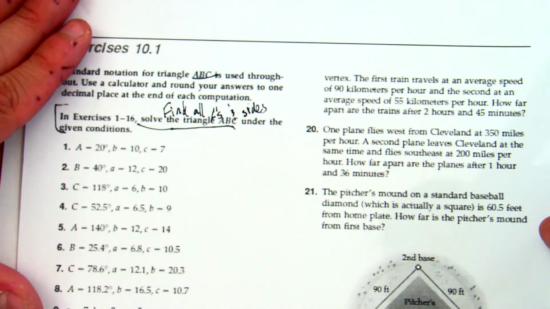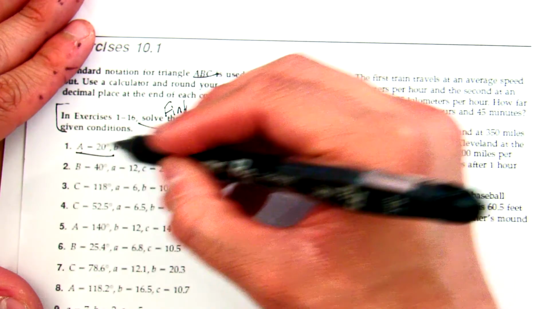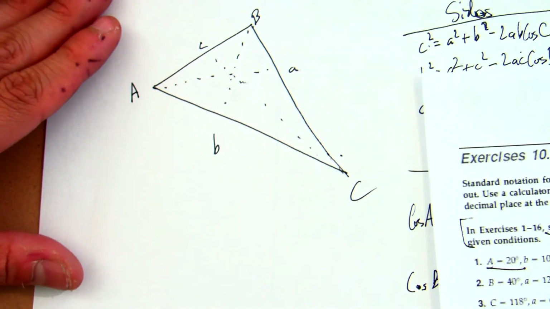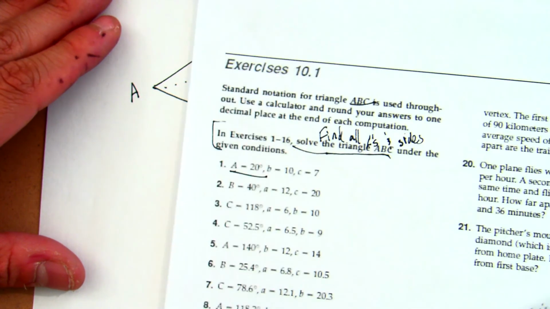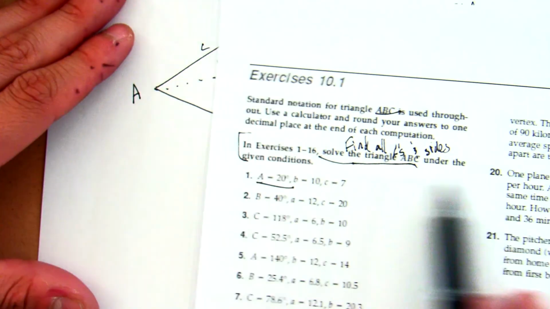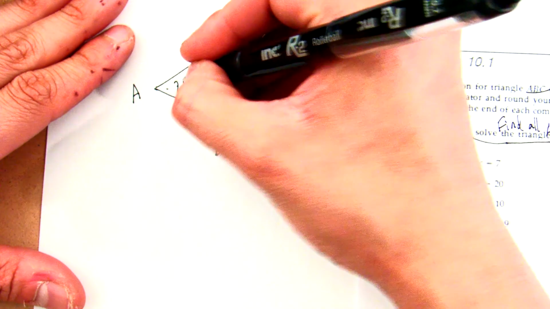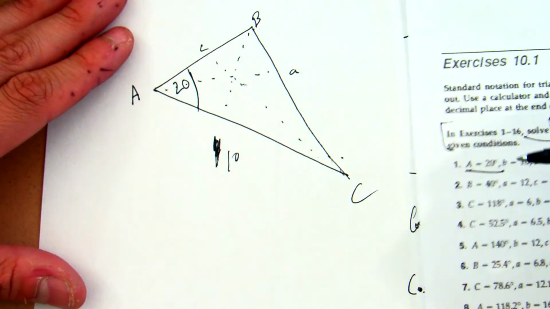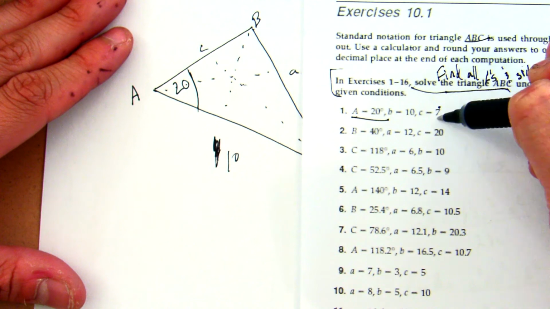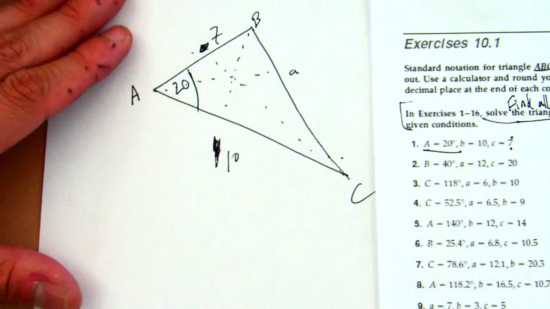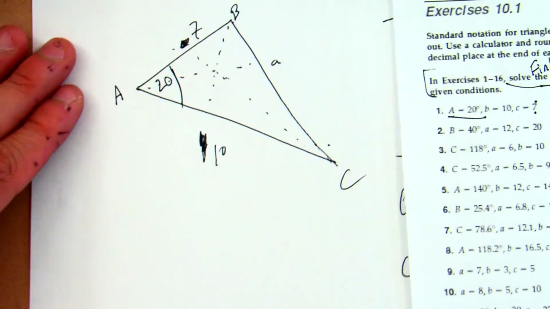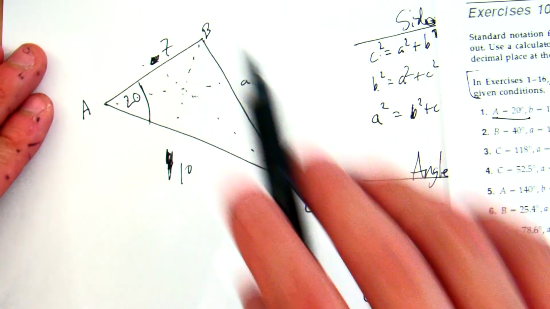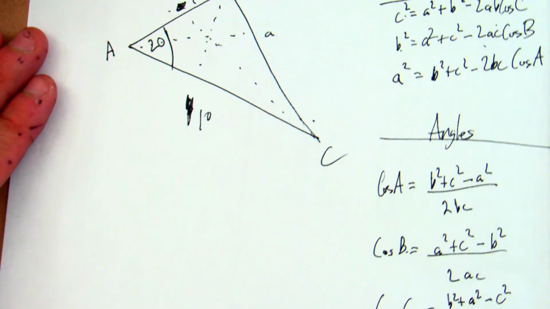Okay, so if you look at number 1 here, number 1 is pretty easy. It says A is 20, and that's big A, so this is the angle A. B is 10, and C is 7. So all I'm going to do is redraw my picture with the givens here, right? A is 20, so under angle A I'm going to put 20, because it's an angle. And then b is 10, I'm going to erase this and put 10. And then c here is 7, so under C I'm going to put 7. So there's a few things I need to find, right? I need to find little a, big B, and big C. So there are 3 things I need to find.